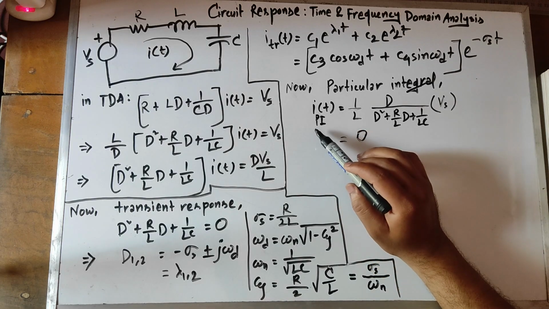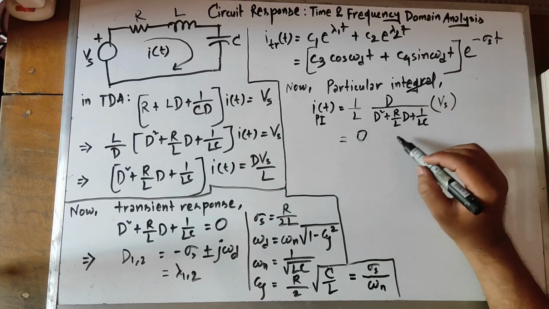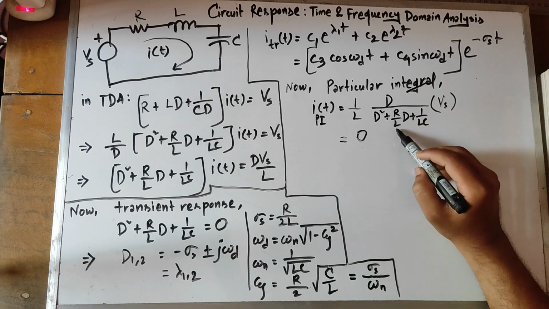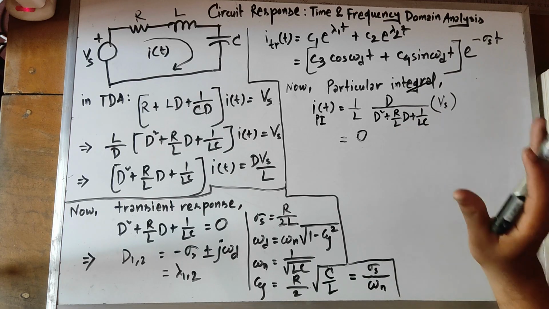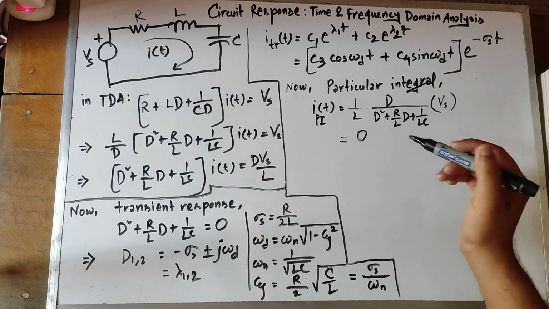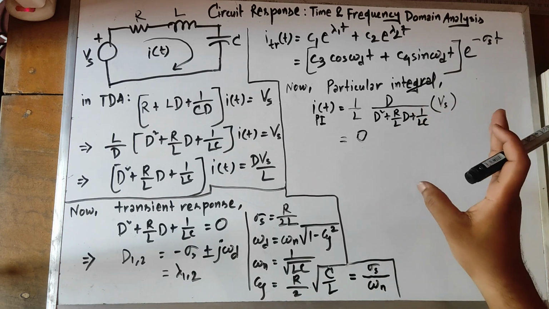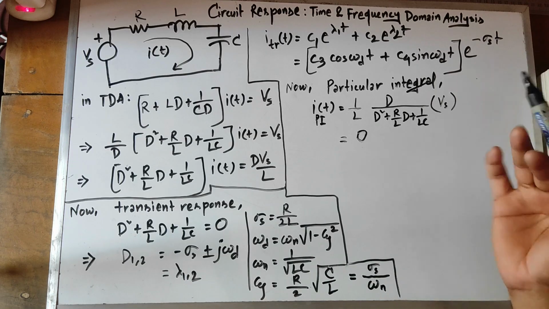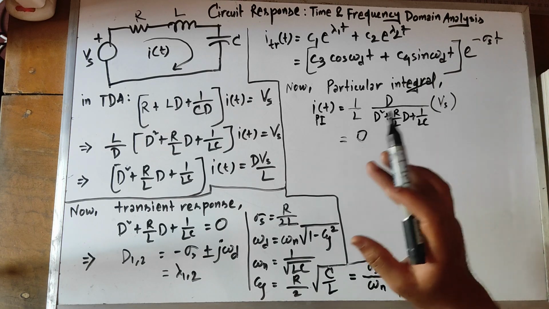So the particular integral is basically 1 by L times 1 by (d square plus r by L d plus 1 by L c) times vs, which is the dc value. Okay, so d is the differentiation. If we differentiate vs, which is a constant value, it will give us 0 altogether.